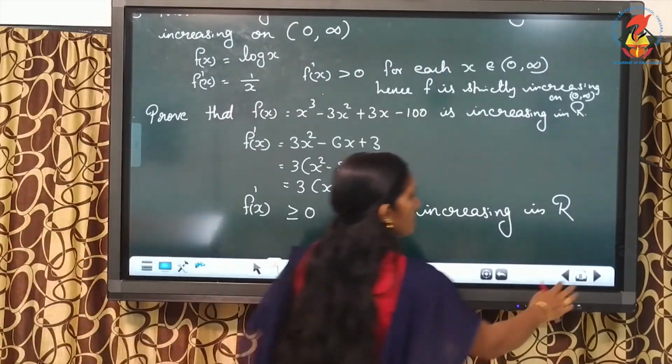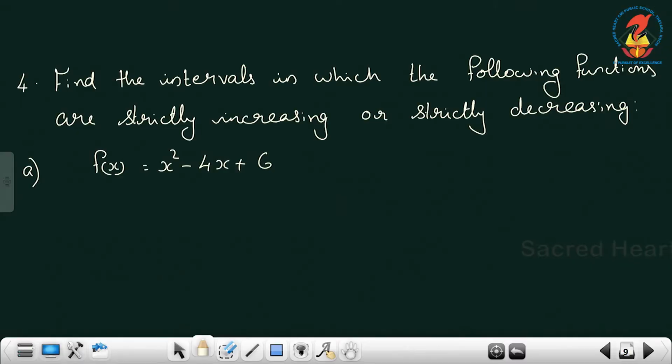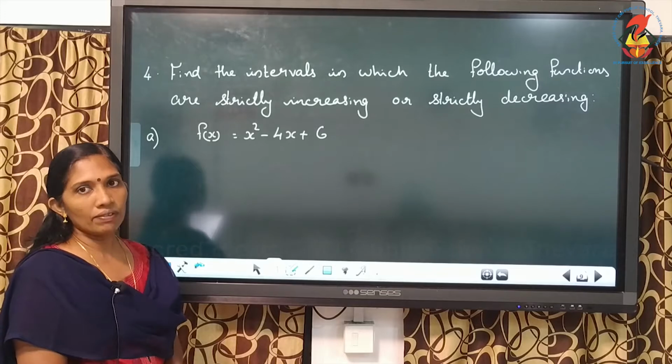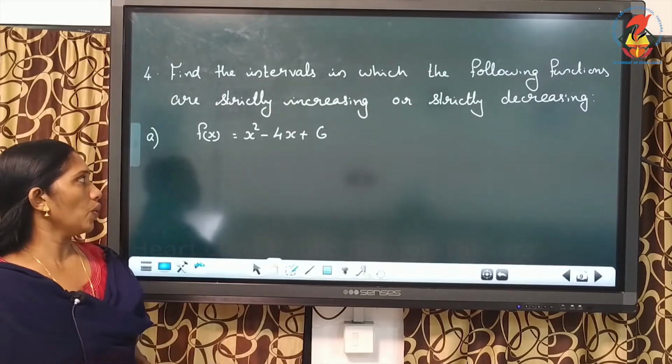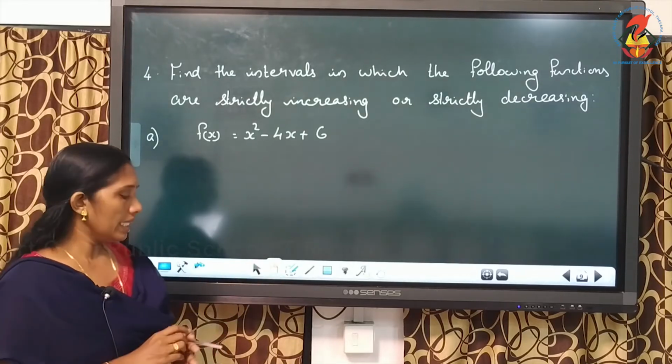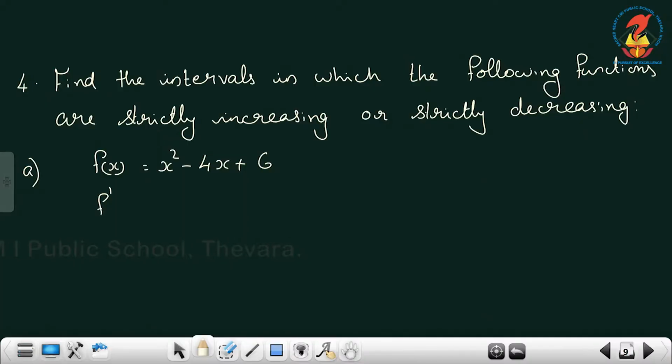Now the next type of questions: we have to find the intervals in which the following functions are strictly increasing or strictly decreasing. We have to find the interval. So the method is, first we find the derivative, then put it equal to 0. From that you will get the values of x. Then you can find the interval. So look here, f dash x is equal to 2x minus 4. Or 2 is common, we can take out x minus 2.